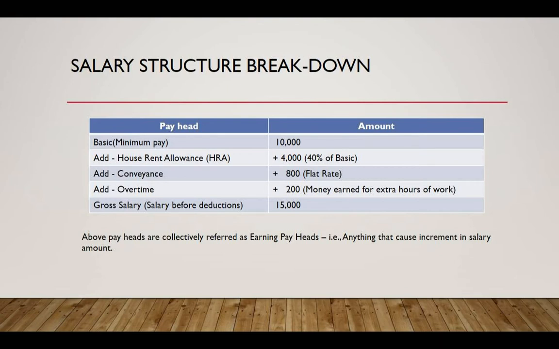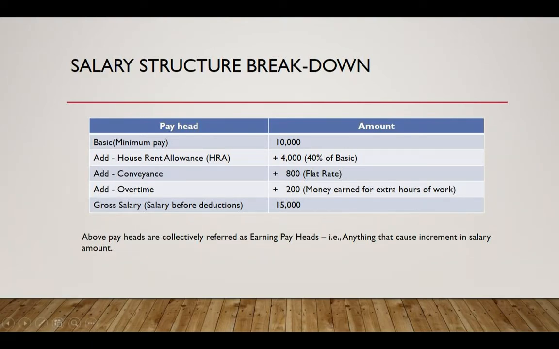In the corporate world, an individual's salary is made up of different pay heads. So on your screen you can look at different pay heads like basic, HRA, allowance, conveyance and so on. And each individual pay head contributes to the earnings of an employee. Let me explain the breakdown of the given salary.